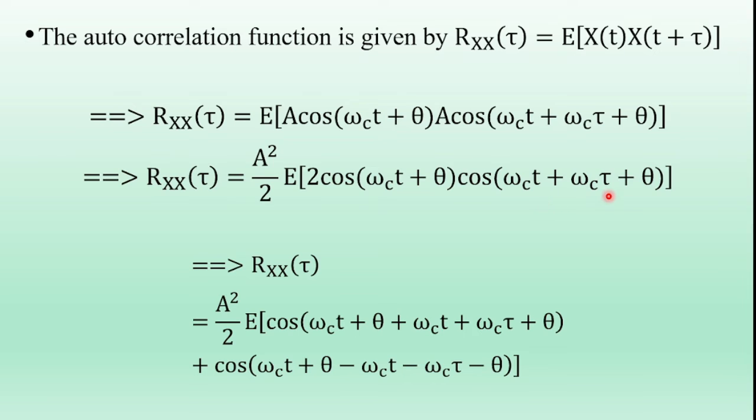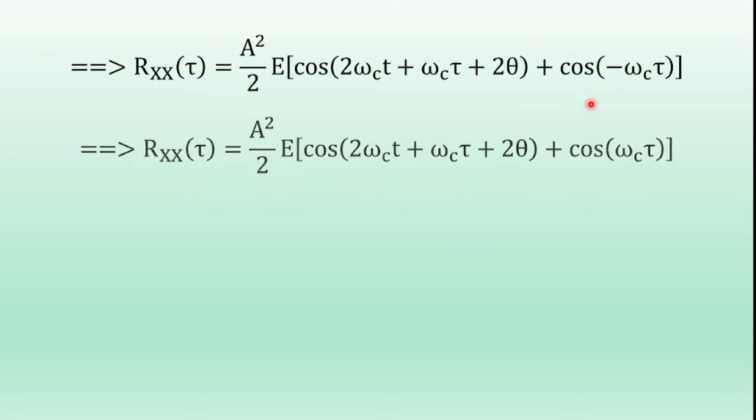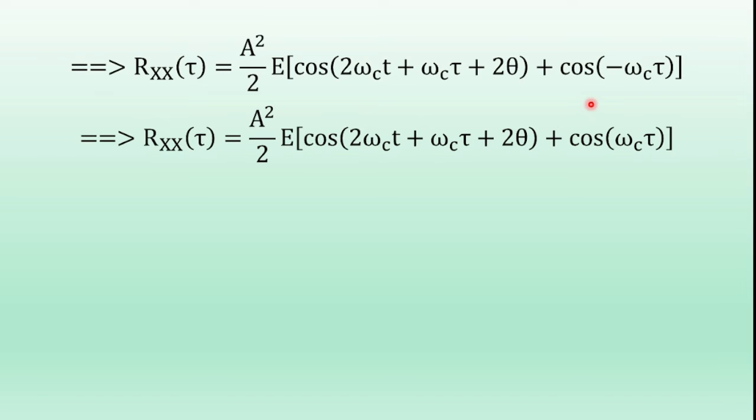So multiplying the minus within the bracket term, we have minus omega c t minus omega c tau minus theta. So omega c t plus omega c t gives 2 omega c t, and theta plus theta gives 2 theta. Therefore Rxx of tau is equal to A square by 2 expectation of cos of (2 omega c t plus omega c tau plus 2 theta) plus cos of (minus omega c tau). So cos of minus theta is cos theta. Here the second term, cos of minus omega c tau, is cos of omega c tau.